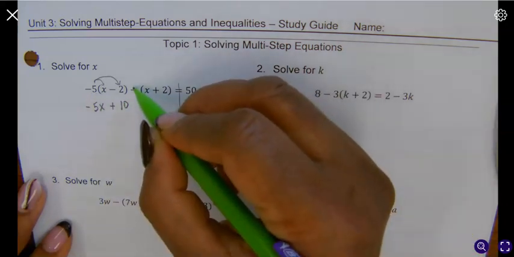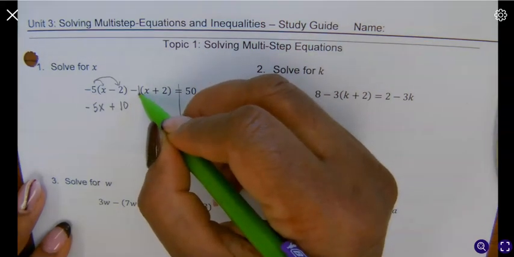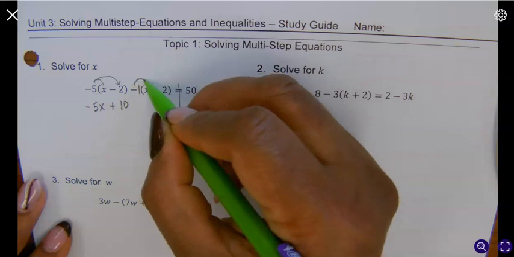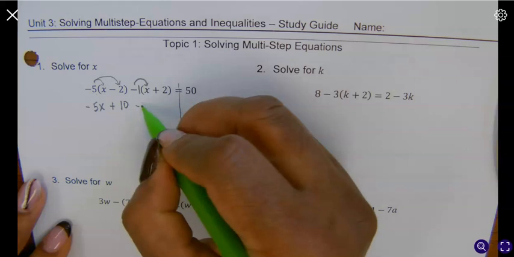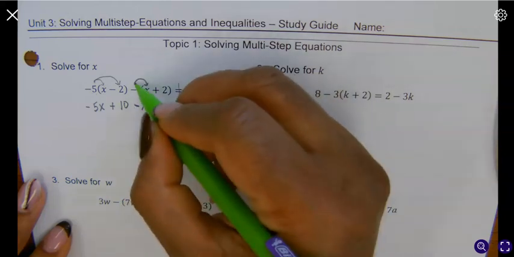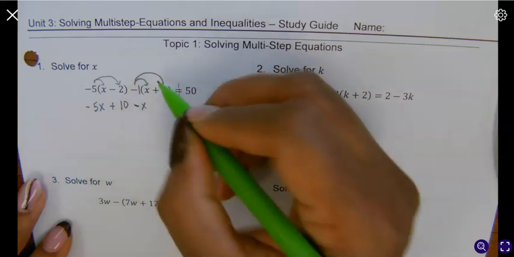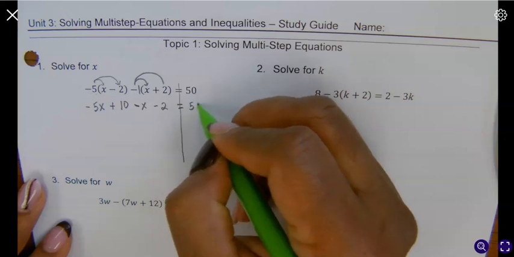And then here we're going to distribute this negative. The number here is, there's actually a negative 1. So negative 1 times x is negative 1x, or just negative x. You don't really have to write the 1, but I'm just doing it for this video. Negative 1 times 2 is negative 2. And then just copy this down.